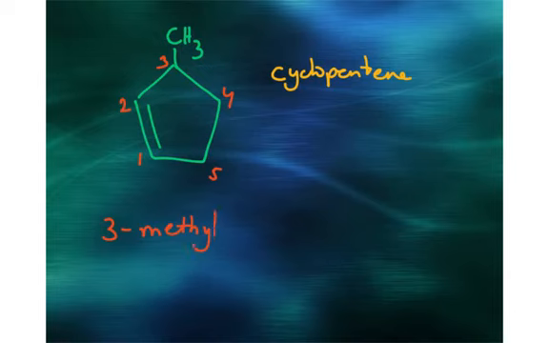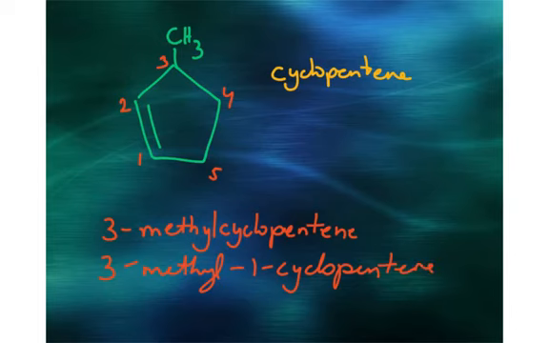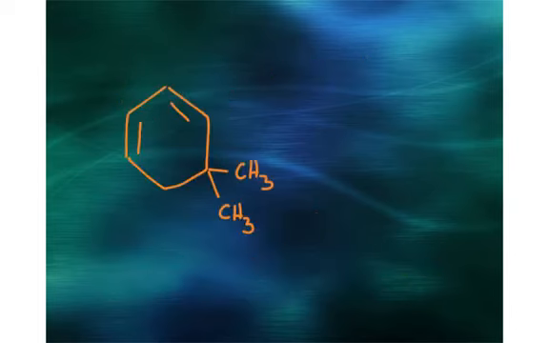I don't have to include the 1 because it's a 1. So I could just say cyclopentene here. But I could also put a 3-methyl 1-cyclopentene here too. So you have your choice whether you want to keep that 1 or not. I'll leave that up to you. Let's finish up with a challenging one here, and then we'll do our second topic, which is isomers.